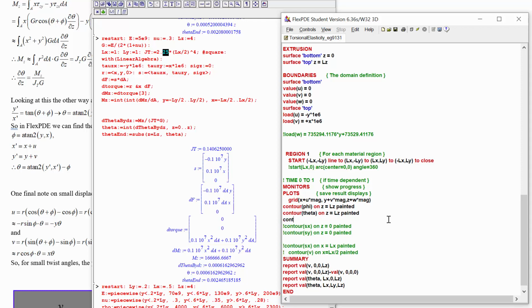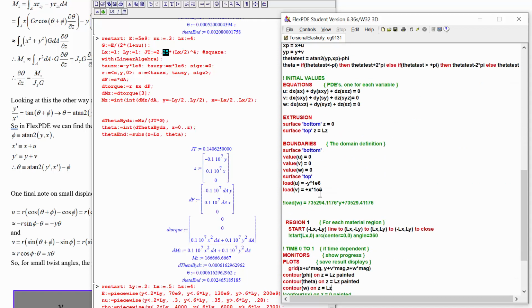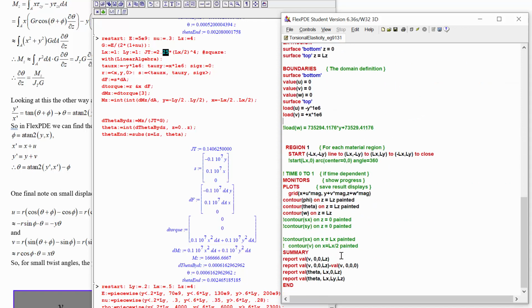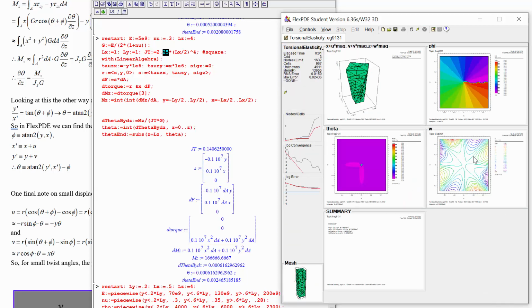So we'll take a contour of W on Z equals LZ. So do we have it fixed to no displacement there? Nope, we have it fixed to no load in Z on that surface. So if we look at the Z displacement on that surface, we assumed that was 0 when we came up with these analytical relationships, but is it? No.